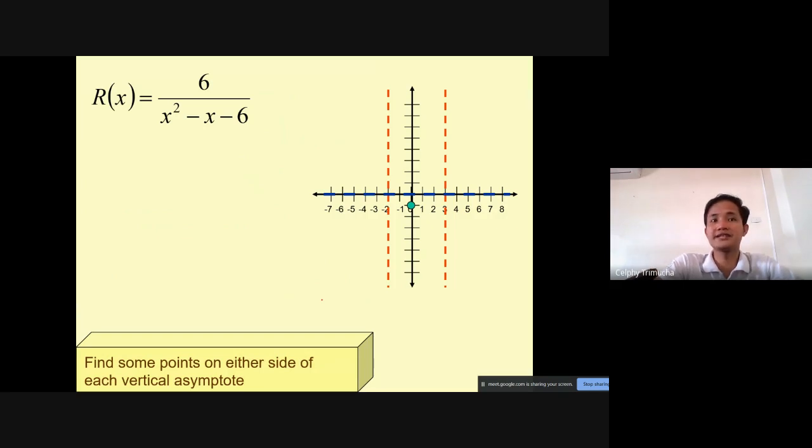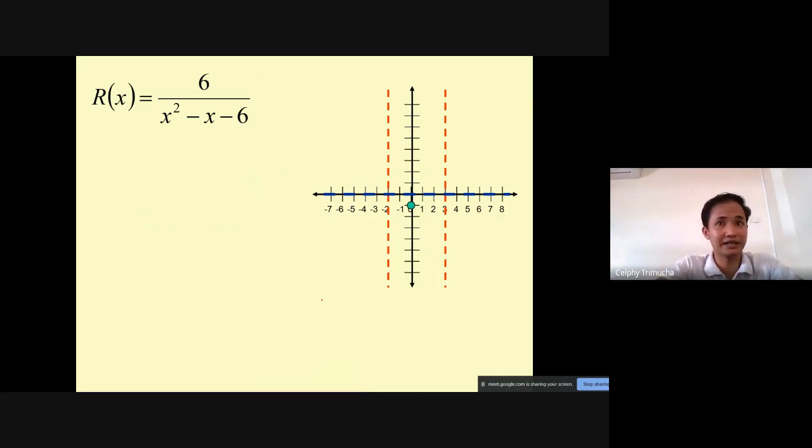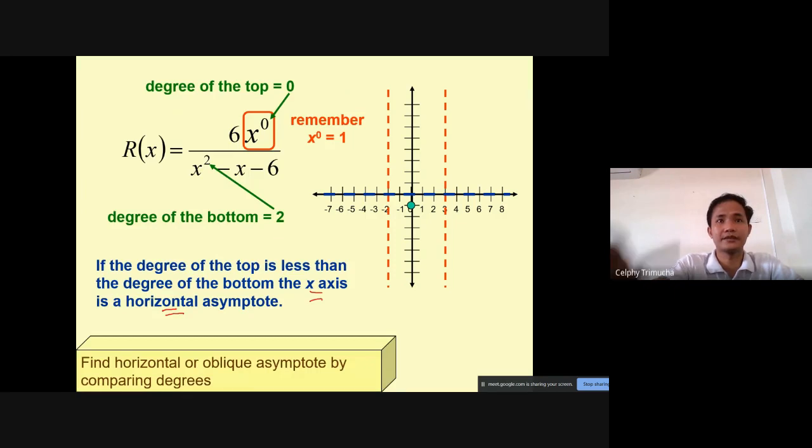Next, find some points on either side of each vertical asymptote. So choose an x on the left side of the vertical asymptote. Let me go back again. We know that the x-axis is the horizontal asymptote, because the degree of the denominator is higher than that of the numerator. So we have the blue line for our horizontal asymptote.